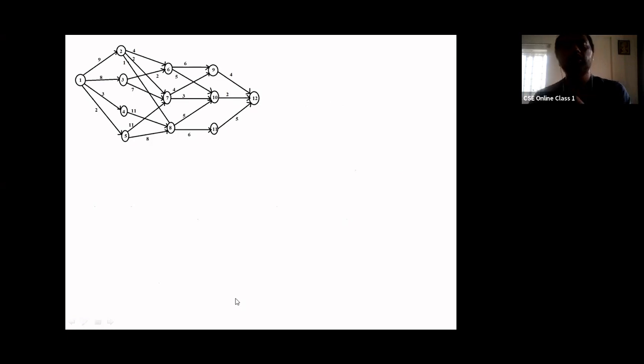Fine. So if we take an example of this graph which we have seen earlier, how many stages do we have? We have 5 stages. Correct? And you can see that in the first stage and the last stage, we have single nodes. The first stage node we call the source node, and the last stage, that is vertex 12, is called the sink.